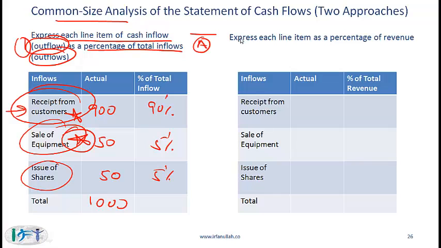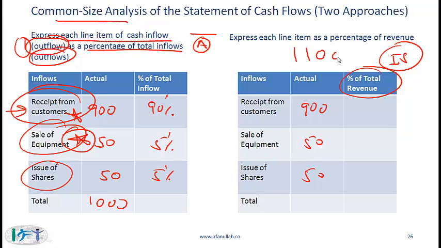Another way of dealing with the common sized statement is to take every number and express it as a percentage of revenue. The revenue obviously would come from the income statement. Here again we take the actual numbers, say 950 and 50, and let's say that the total revenue is equal to 1100. Then we simply take the percentage of 1100. So 900 divided by 1100, 50 divided by 1100, and so on. So these are just two different techniques, and in the industry both are used.